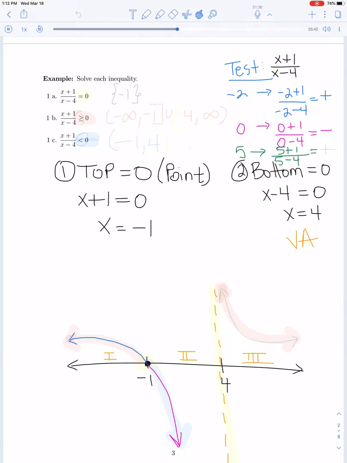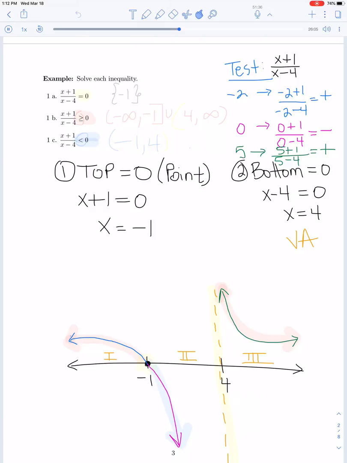Again, let's see what kind of answer I get. I get a positive on top divided by a positive on the bottom. Well, a positive divided by a positive will still get me a positive. That means that the last part, in region 3, is going to be all positive, meaning above the x-axis. I won't know exactly what it's going to look like, but it's going to be something up above like this.